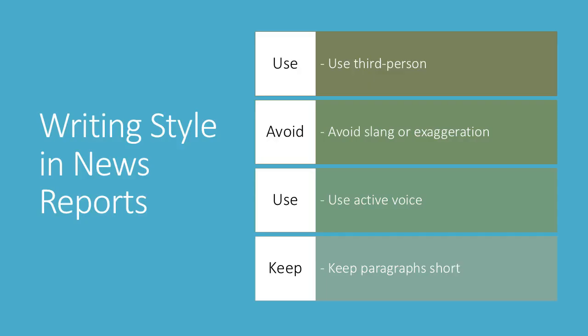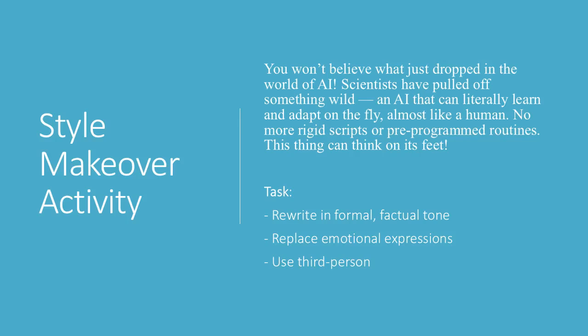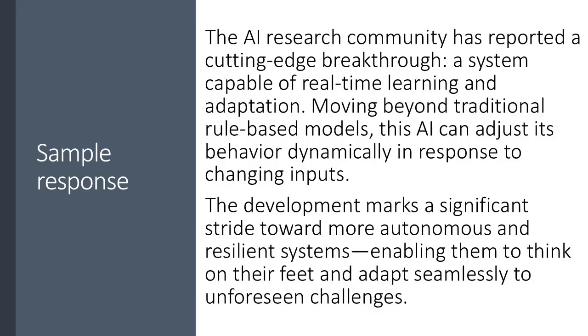Now let's talk about style and tone. News reports should always be written in the third person. Avoid using I, we, or you. Keep the language formal and factual. Don't use slang, sarcasm, or sensational language. Instead of writing, "You won't believe what just happened in AI research," say scientists announced a new AI model capable of real-time learning and adaptation. Avoid hyperbole and stick to verifiable claims.